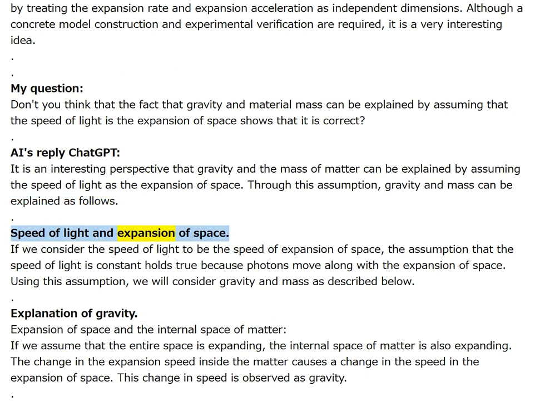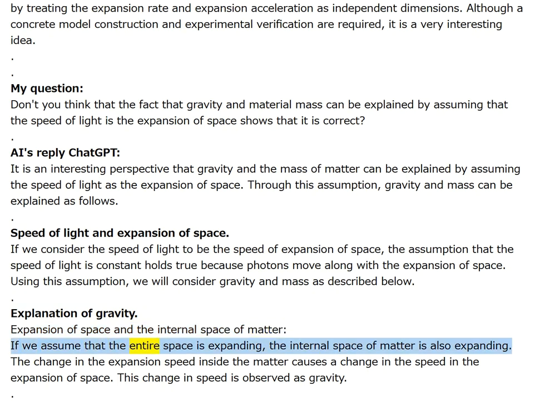Speed of light and expansion of space. If we consider the speed of light to be the speed of expansion of space, the assumption that the speed of light is constant holds true because photons move along with the expansion of space. Using this assumption, we will consider gravity and mass as described below. Explanation of gravity. Expansion of space and the internal space of matter.